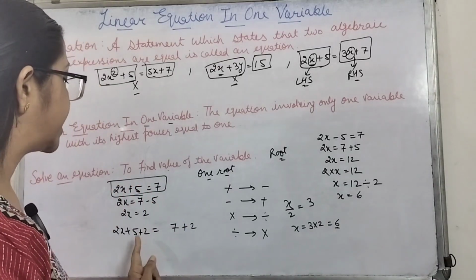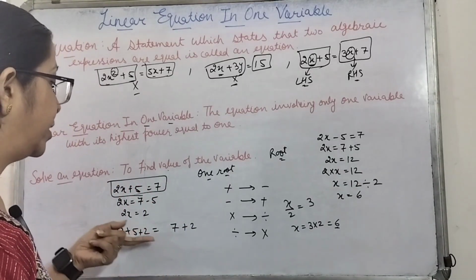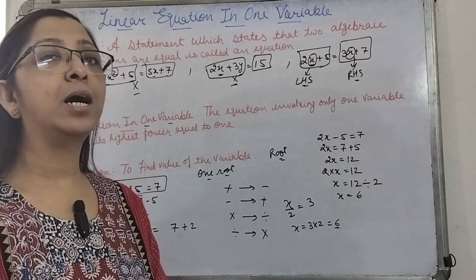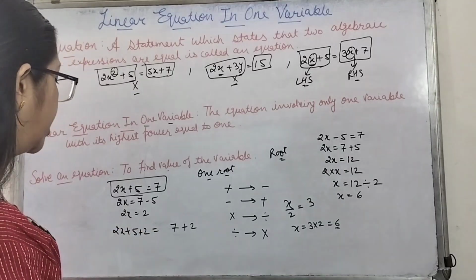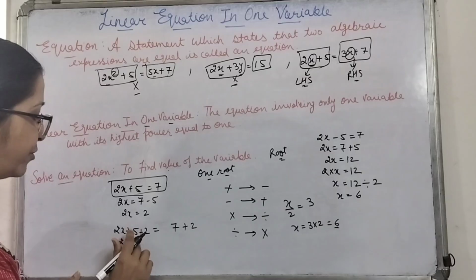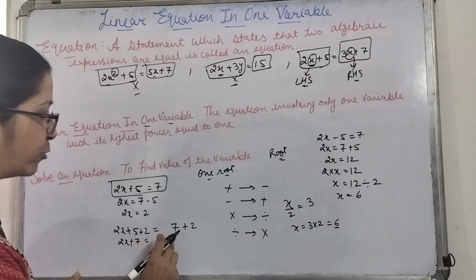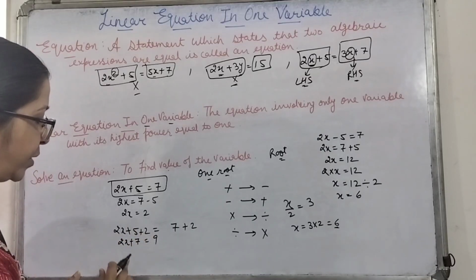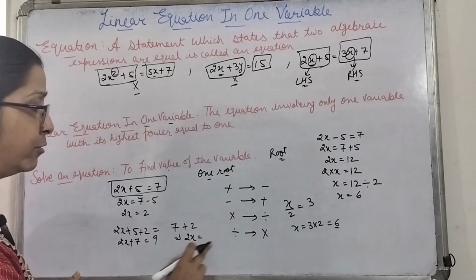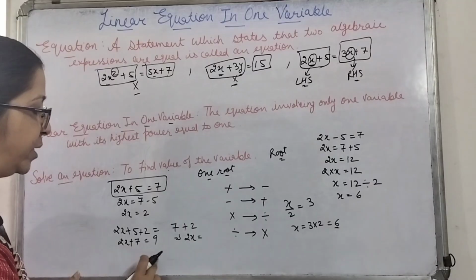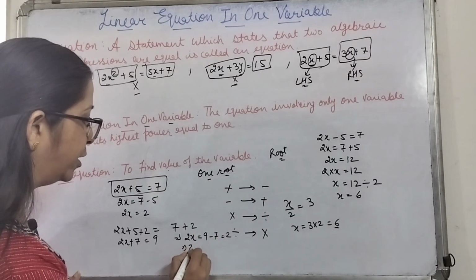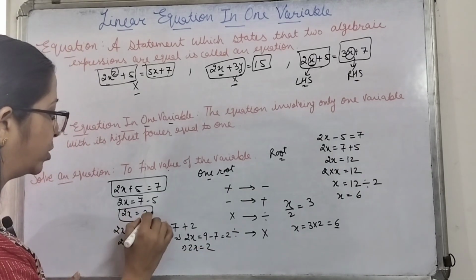If the same number is added in both directions, in the left hand side and in the right hand side, then your equation remains unaltered, it remains unchanged. That means if we solve it further, what will it become? 2x plus 5 plus 2 will be equivalent to 7 plus 2, which is 9. Or we can say 2x is equivalent to 9 minus 7, because this plus sign changes to a negative sign when we transpose it. That is 2. So we say 2x is equivalent to 2, and that was the original equation.